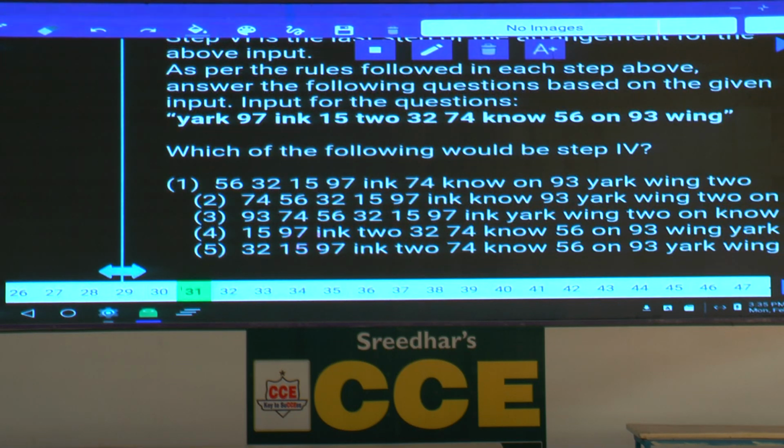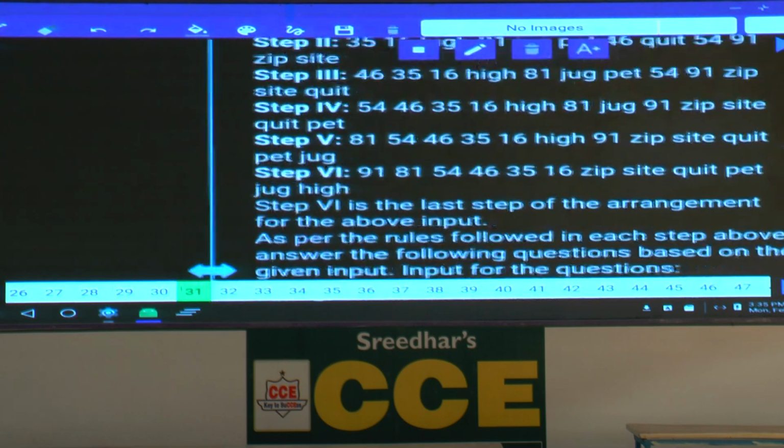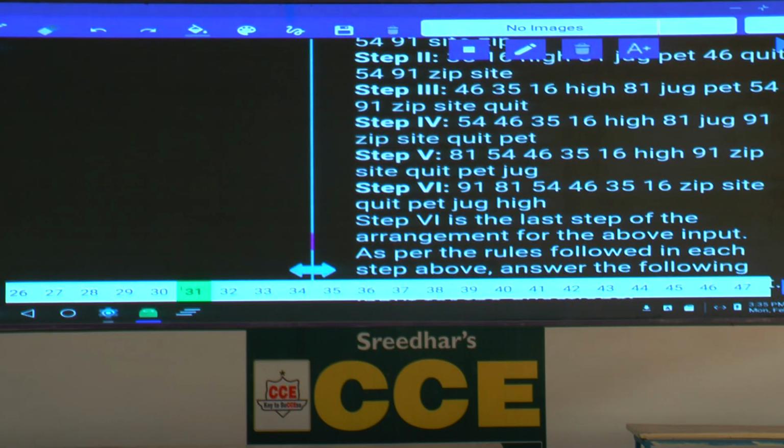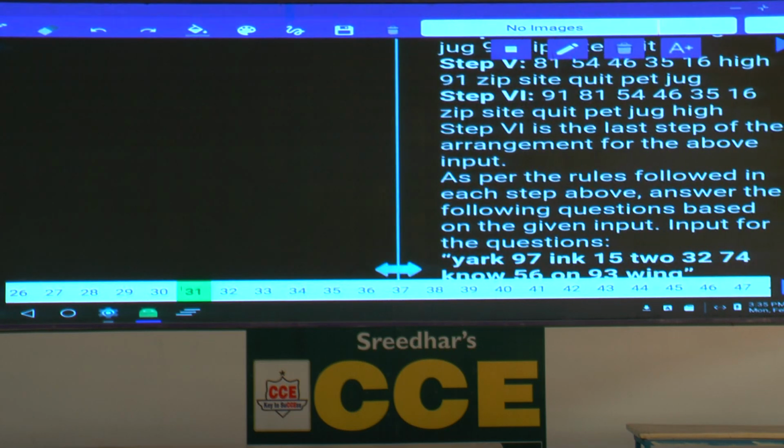Clear now? Shall I explain the questions or not required? 31 to 35. Now, question number 31. Which of the following would be step 4? Now, all these questions are based on a single input, isn't it? As all the questions are based on a single input, rather than working out separately, first we need to finalize the pattern. Now, tell me what is the pattern here in this one?